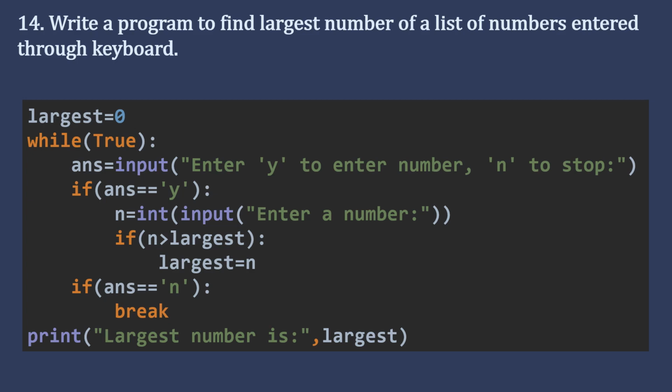That means if the answer is not y, but the user should enter n, so you should not use else over there. That means if any other character is entered by the user, it should not stop there. So if answer equal to n, then it will break. That means it will come out of the while loop and print the largest number is largest.